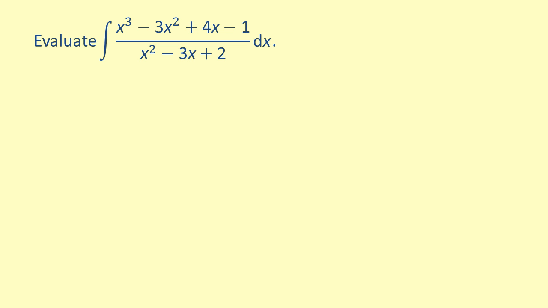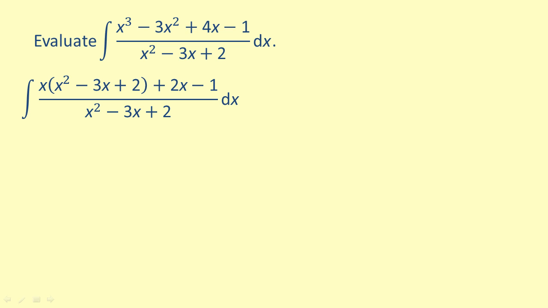Now let's look at a little more complex problem involving integrating rational functions. Since the degree of the numerator is greater than the degree of the denominator, we can make the integrand a little easier to deal with by dividing. First, let's rewrite the numerator so one term contains the expression in the denominator. We can factor the numerator as x times (x squared minus 3x plus 2) plus 2x minus 1.